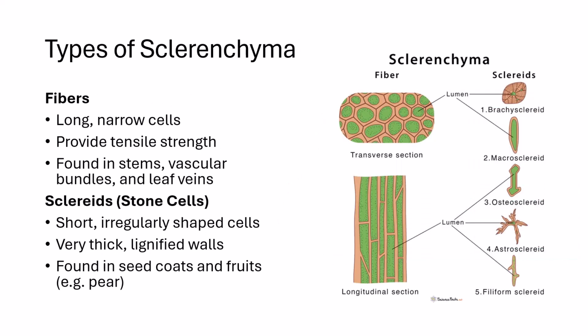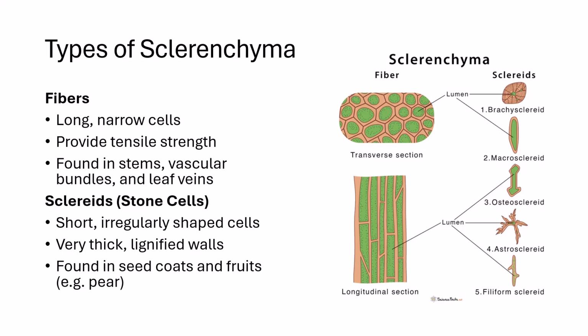Sclerenchyma tissue includes 2 main types of cells, fibers and sclereids. Fibers are long, narrow cells that occur in bundles and provide strong tensile support. They are commonly found in stems, leaf veins, and around vascular tissues, where they help the plant resist bending and breaking. Sclereids, also called stone cells, are much shorter and more irregular in shape.